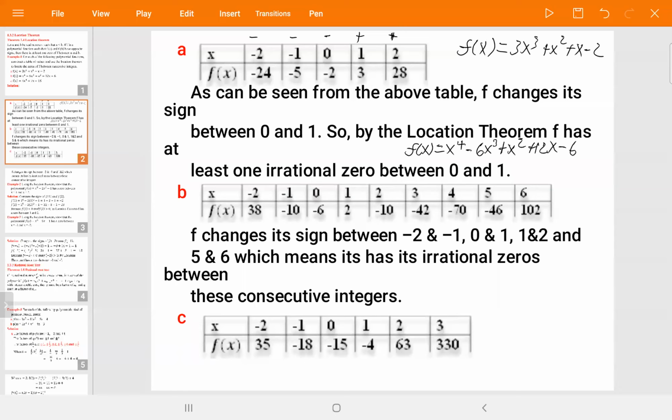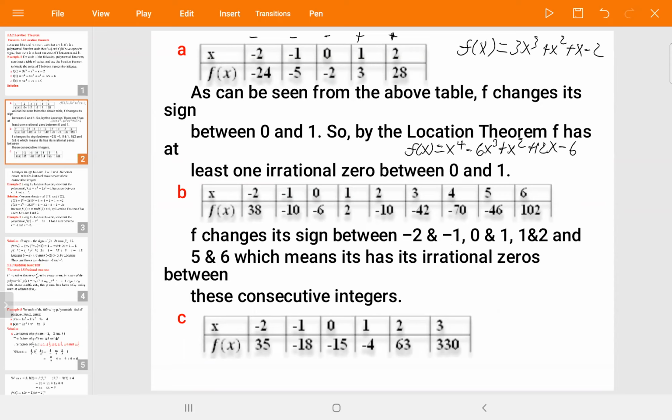So here we have 1, here we have 2, 3, 1 more to go, because the maximum possible number of zeros of this polynomial is 4, and the fourth zero of this polynomial is obtained between 5 and 6. As you can see from this table, f of x changes its sign from negative to positive as the value of x changes from 5 to 6. So f changes its sign between minus 2 and minus 1, 0 and 1, 1 and 2, and 5 and 6, which means it has its irrational zeros between these consecutive integers.